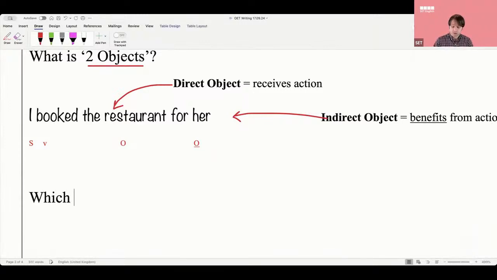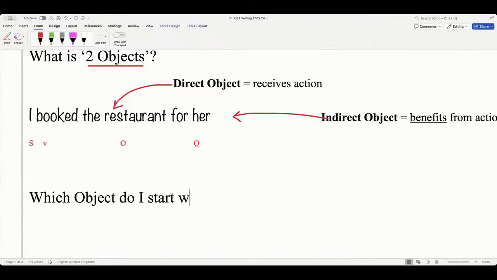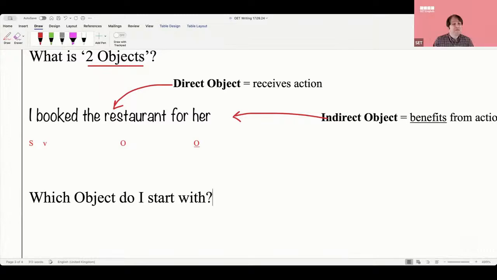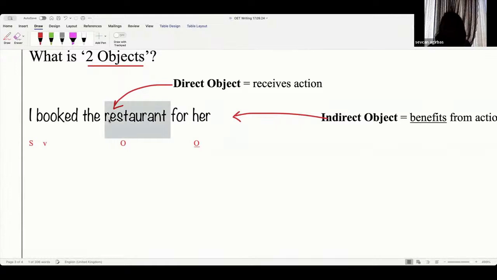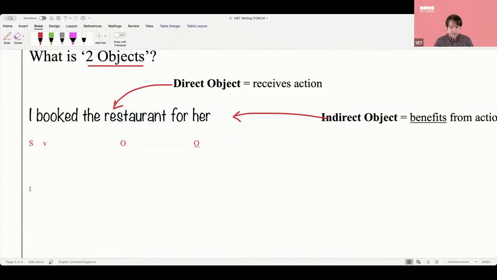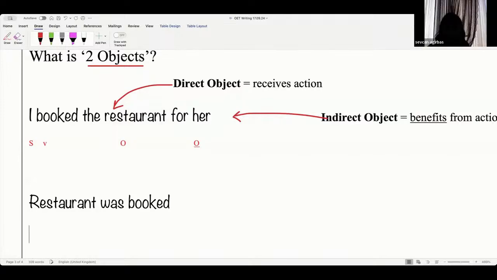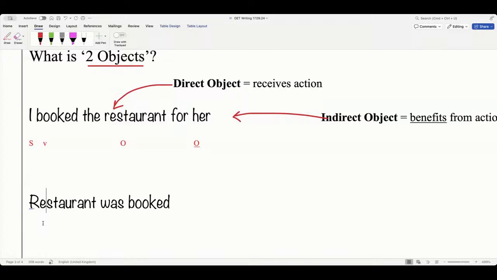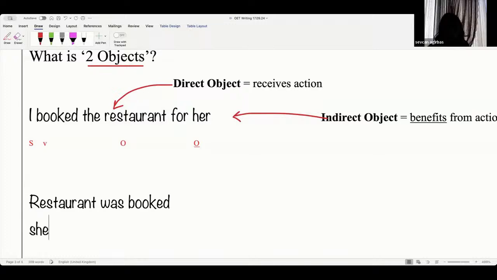Which object do I start with? Should I start with restaurant for passive? Should I say the restaurant was booked? Yes. Or should I say she was booked? By me.